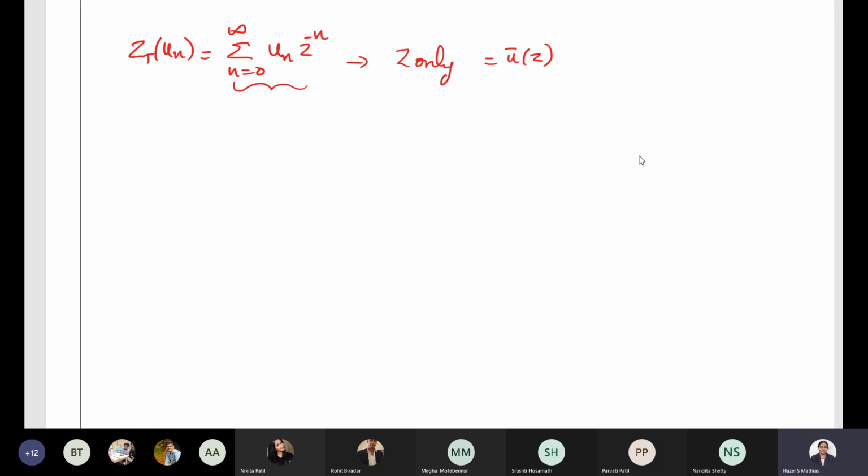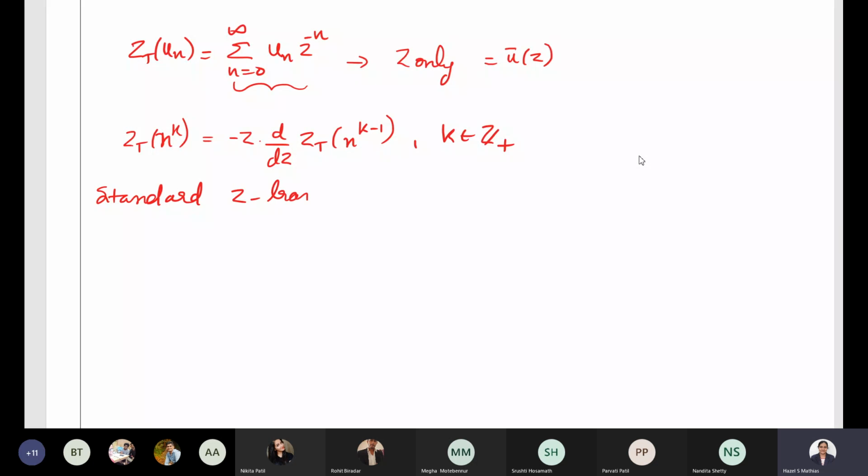Then we have discussed some standard Z transforms. We have one property: Z transform of n power k is minus z into d by dz of Z transform of n power k minus 1, where k is a positive integer. We have discussed the standard Z transforms. What are the standard Z transforms? First one is Z transform of k power n. Z transform of k power n is z divided by (z minus k).